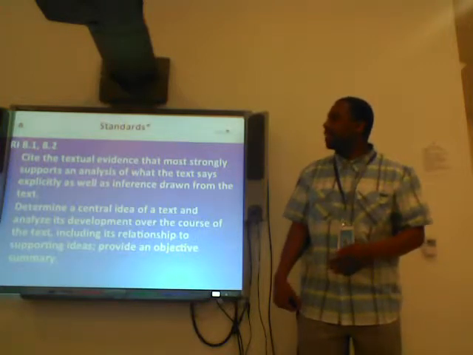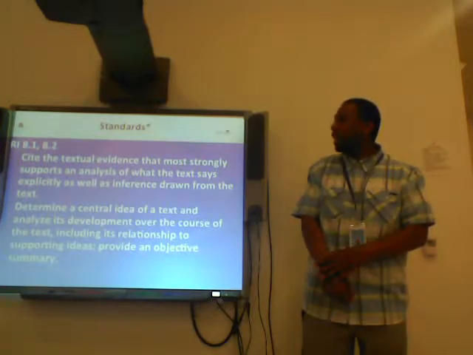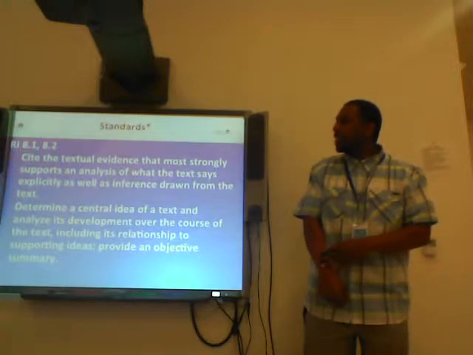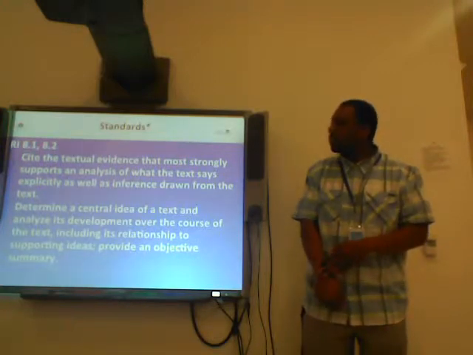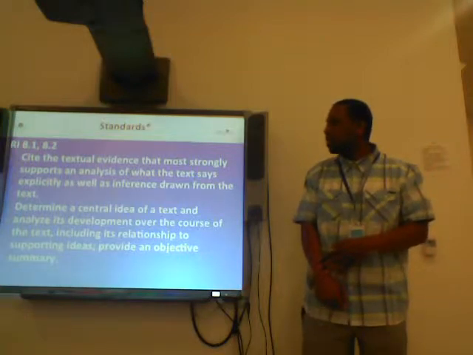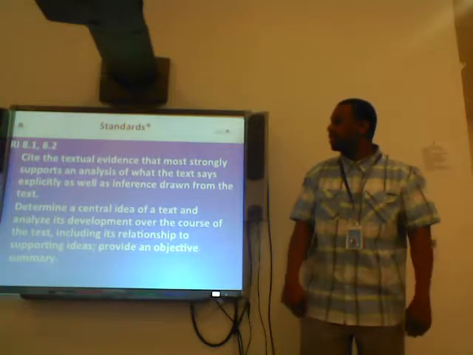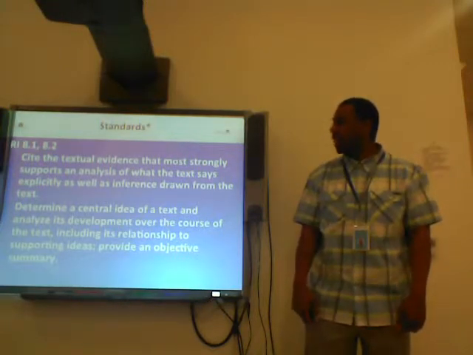Okay, our standards for today are RI 8.1 and 8.2. The first one says, cite the textual evidence that most strongly supports an analysis of what the text says explicitly, as well as an inference drawn from the text. The second one says, determine the central idea of a text and analyze its development over the course of the text, including its relationships and supporting ideas, as well as provide an objective summary.